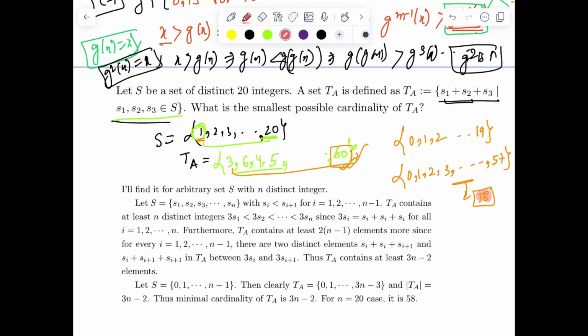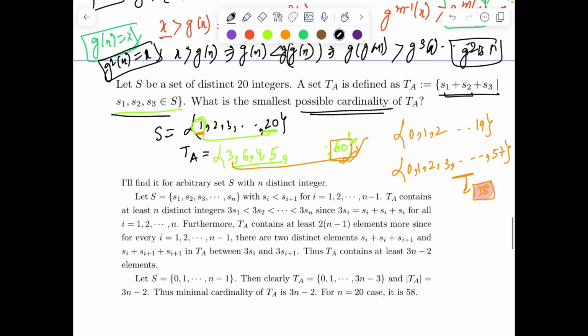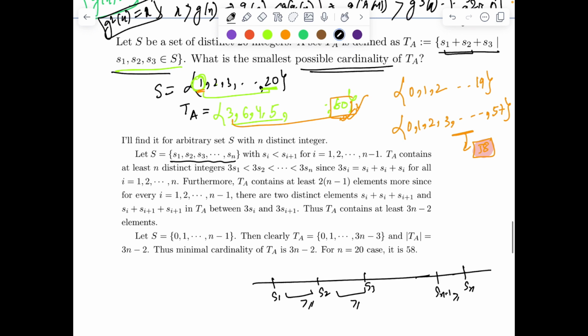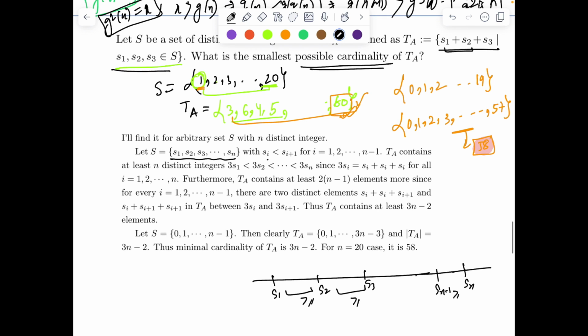But now the claim is why I have to take AP for the minimum number of the smallest possible cardinality. And that proof is given over here. So suppose I have any n distinct integers. Maybe their gapping is not 1. So I have S1, S2, S3. This gapping is greater than or equal to 1, greater than or equal to 1. In the extreme case, the gapping will be 1, for the minimum case that we have to show.